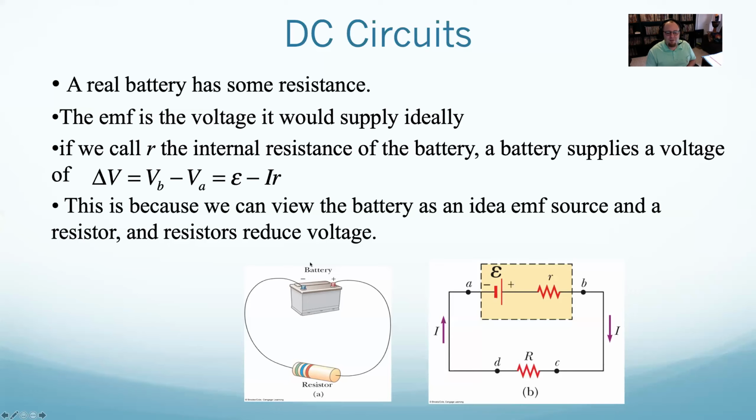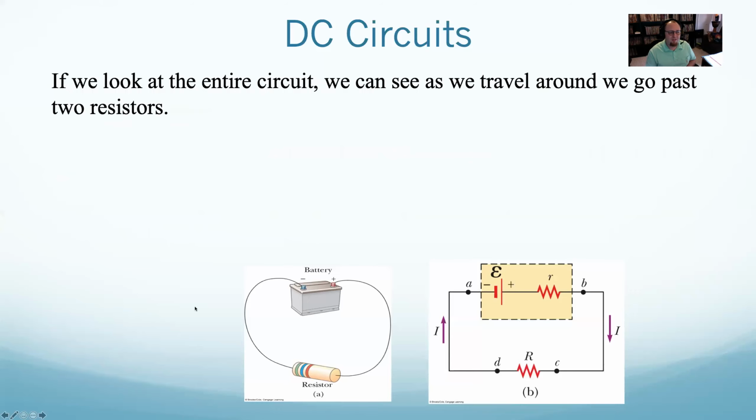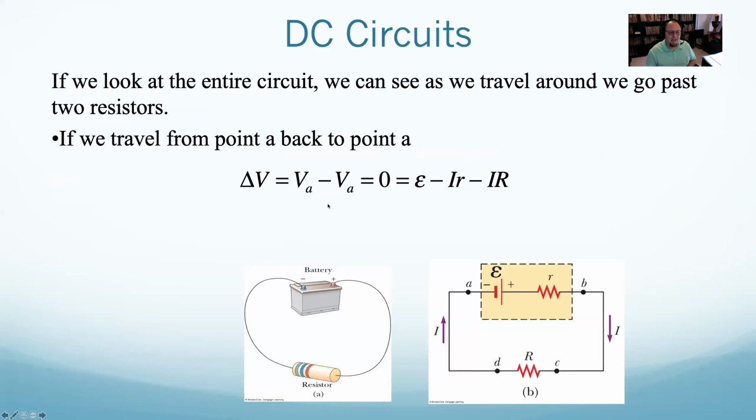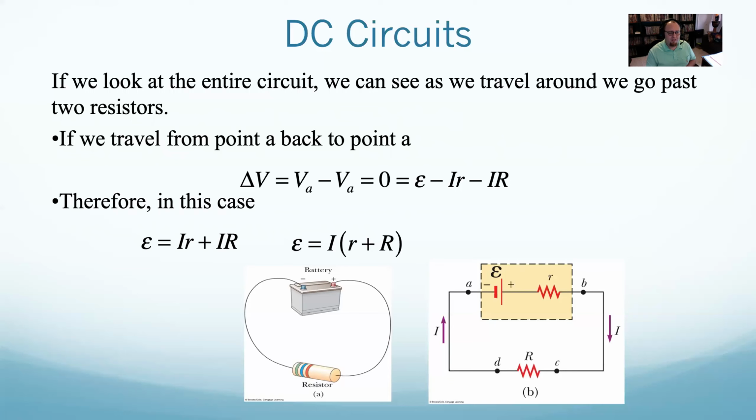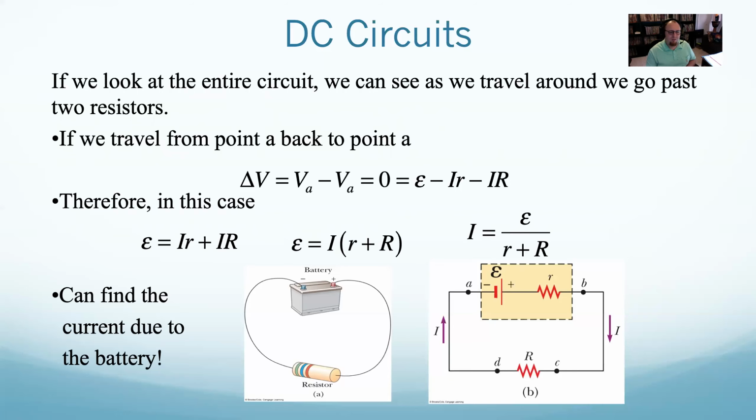That means really if you have a simple circuit like this battery to resistor that I have here, I should view this as having two resistors, the resistor attached and the internal resistance of the battery. If I go through my Kirchhoff loop, I can say 0 equals the EMF minus IR minus Ir, which rearranging means you can find the current due to a battery.